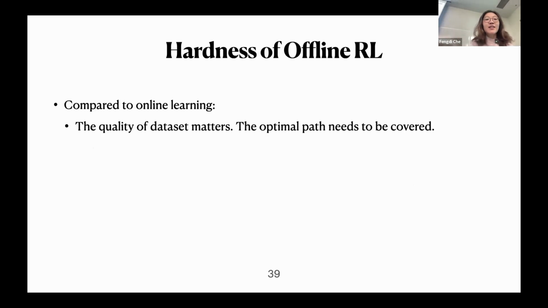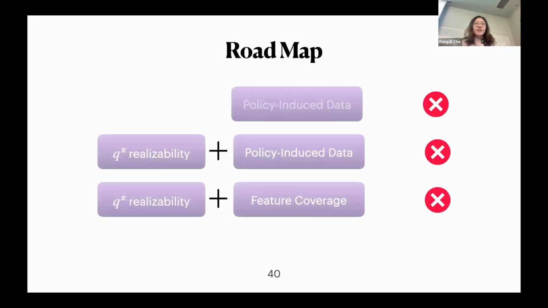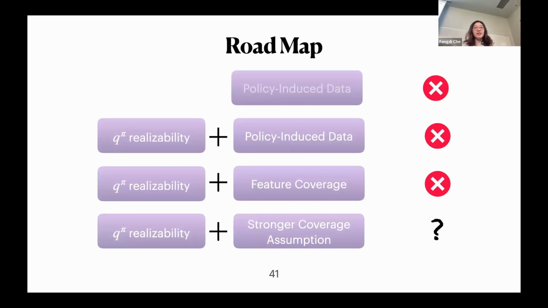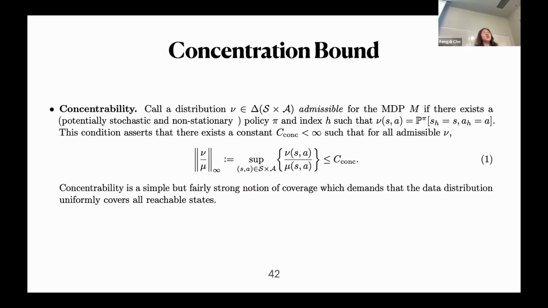And the third thing, compared to online learning, is that we already know the quality of the data set really matters. So we already tried feature coverage, and now let's try some stronger coverage assumption. And what people use is the concentration bound.